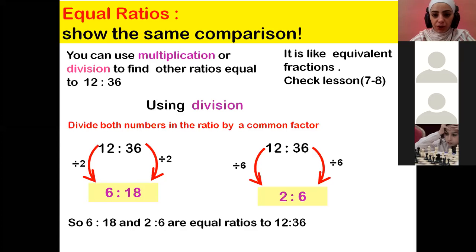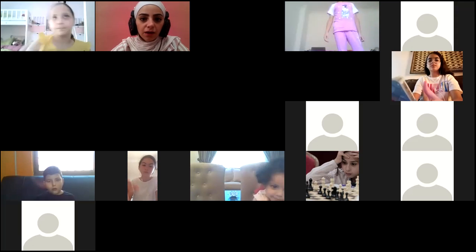So we learned today the ratios, how to simplify ratios, and how to write ratios in different ways by using multiplication. You multiply by any number you want, or by using division, but you can divide only by the common factor. That was everything for today.